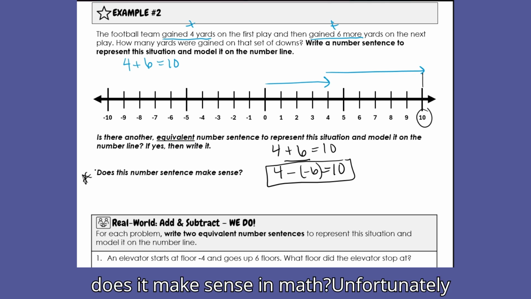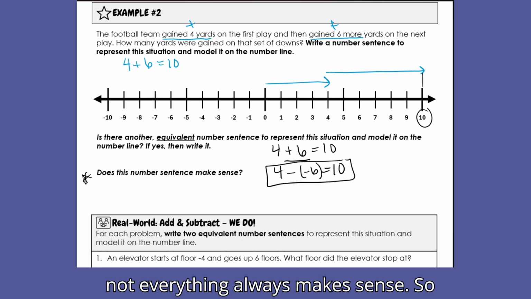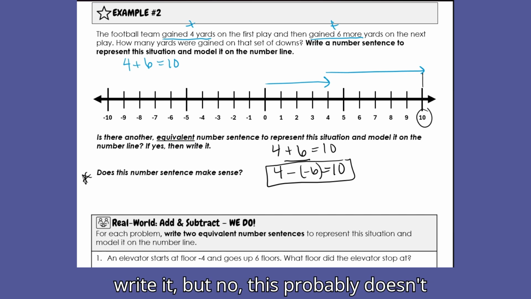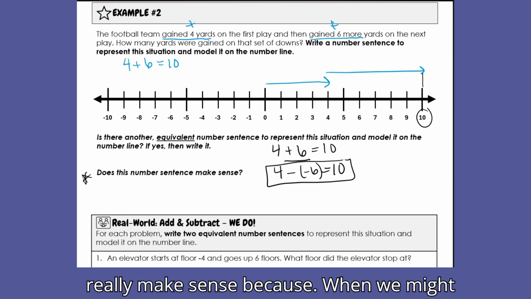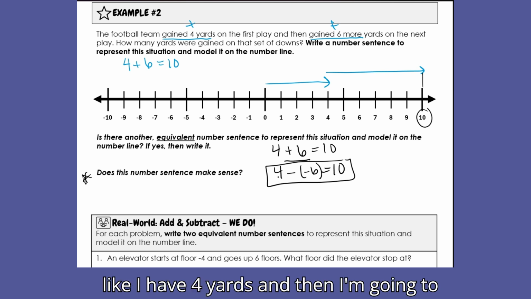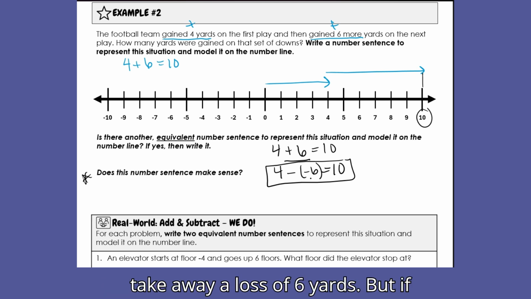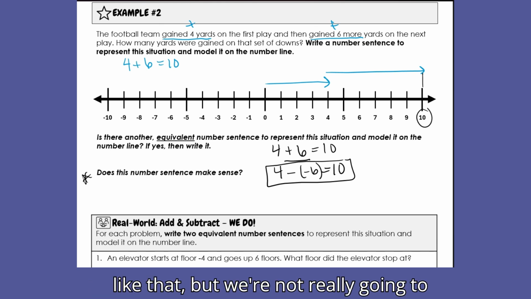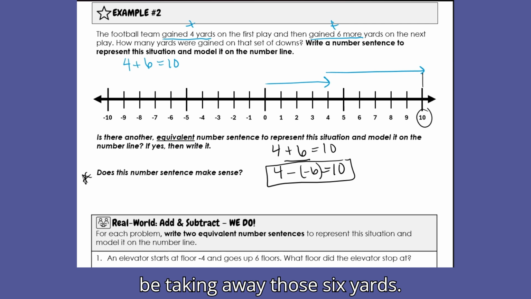Now that question of does it make sense? In math, unfortunately, not everything always makes sense. So yes, there's another equivalent way to write it, but no, this probably doesn't really make sense because when we might read this number sentence, it might say like, I have 4 yards and then I'm going to take away a loss of 6 yards. But if you know anything about football, that maybe comes from a penalty or something like that, but we're not really going to be taking away those 6 yards.